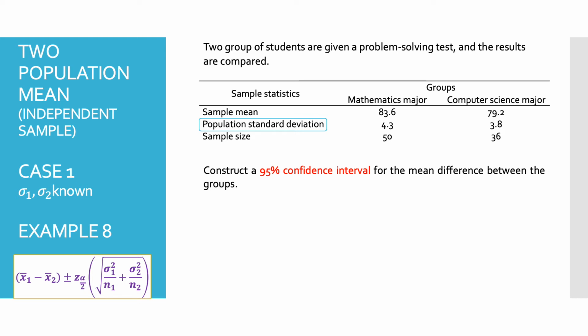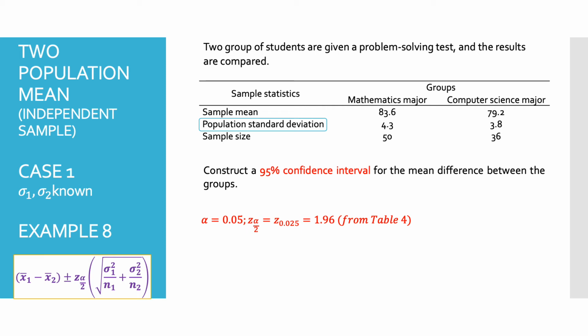So to construct a 95% confidence interval, you should know the value of alpha. Alpha here equals 0.05. So z alpha over 2 equals z 0.025. You need to refer to statistical table number 4 and we get the value equal to 1.96.